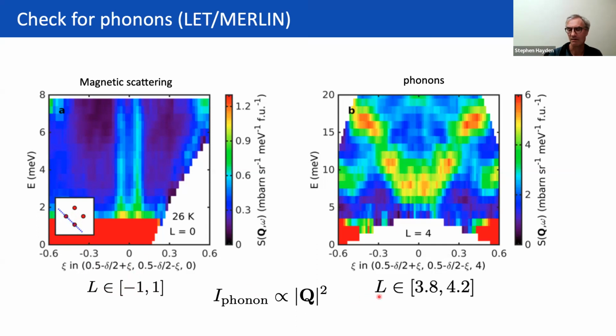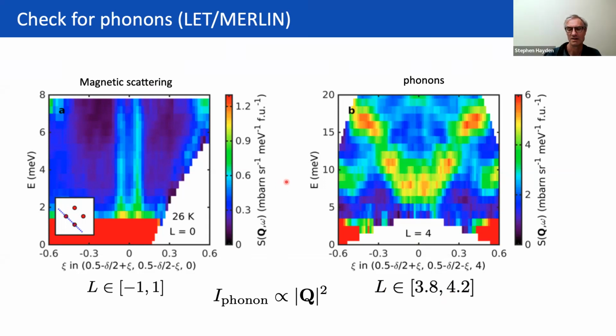If we go out and do the same in-plane momentum and increase L, for example, and have a look around L equals 4, which should be the same, here you can see what the phonon is that you would expect. This is a nasty phonon sitting there at about 7 millivolts, which is not present in our data here. Is this an optical mode or acoustic mode? It's an optical mode, yeah.